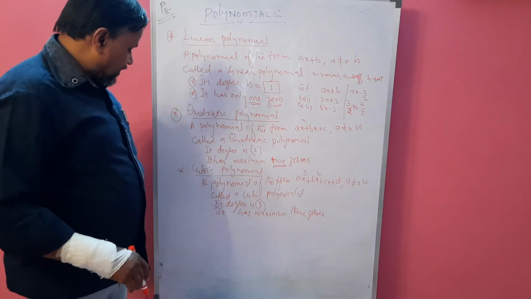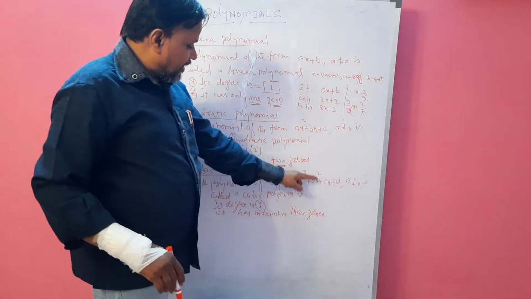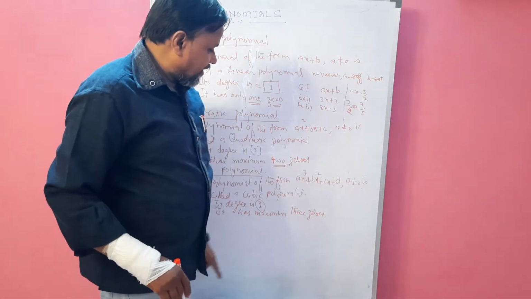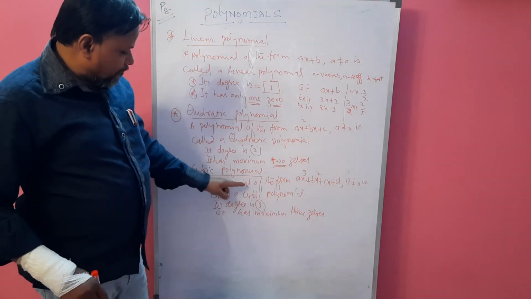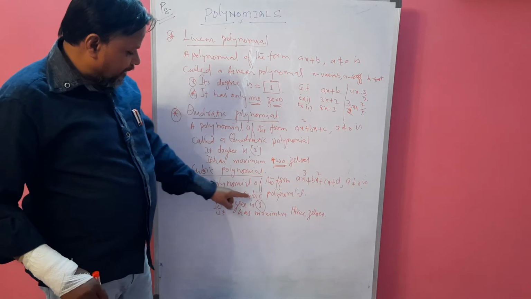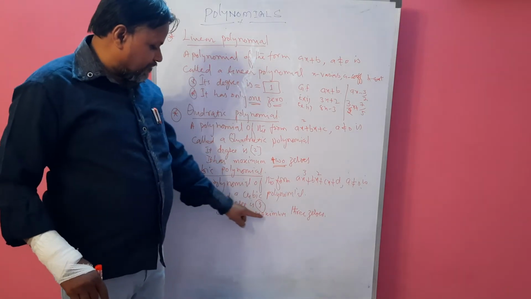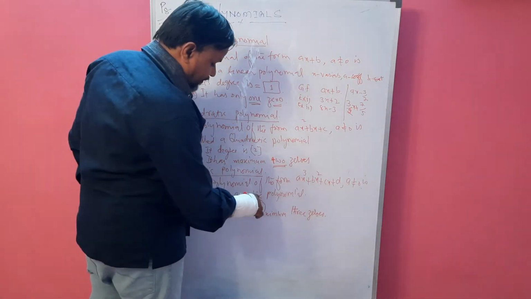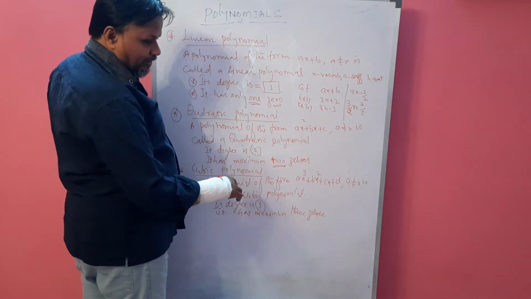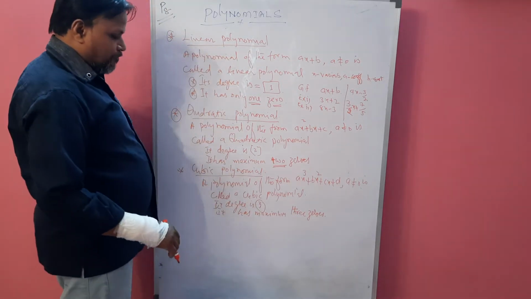Cubic polynomial. A polynomial of the form ax cube plus bx square plus cx plus d equal to 0 is called a cubic polynomial. Its degree is 3. Again, it has a maximum of 3 zeros. The 3 zeros may be different numbers, maybe any 2 are the same, or all 3 are different numbers. All things are possible.